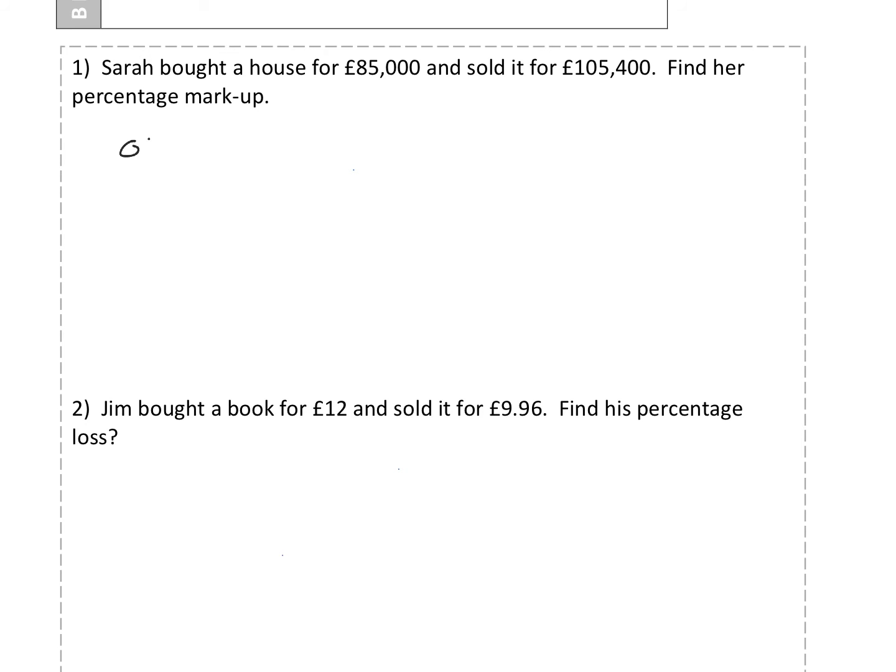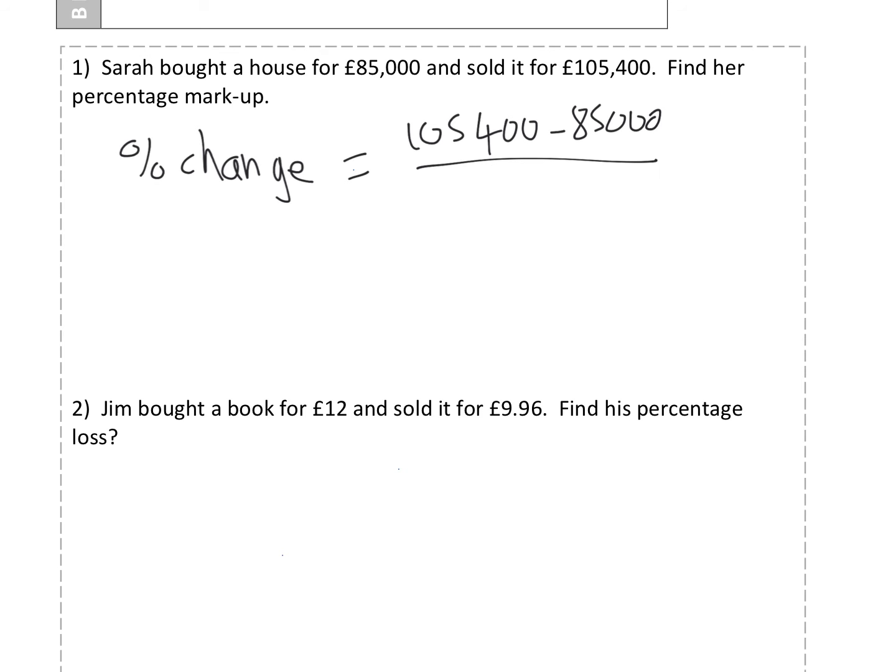So the percentage change is going to be the actual change, which is 105,400 minus the 85,000. That will be divided by the original price of the house, and it was bought originally for 85,000, so it goes on the bottom, the denominator. And then you multiply your answer by 100.